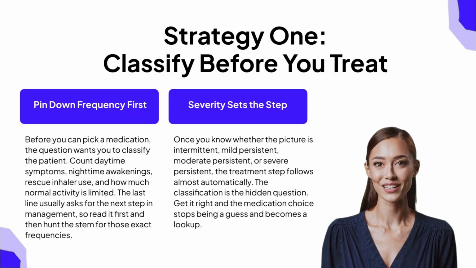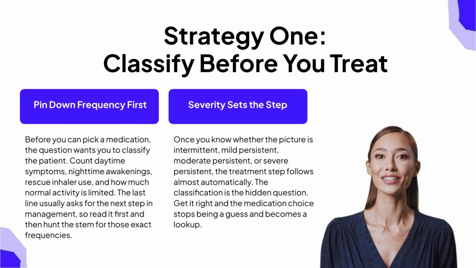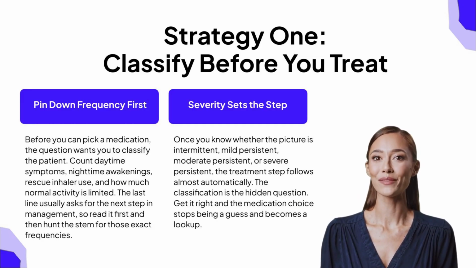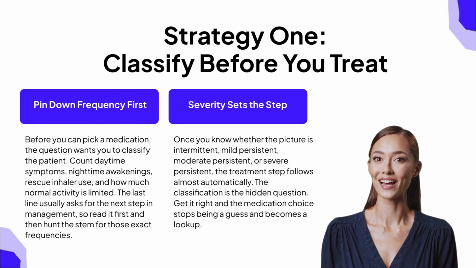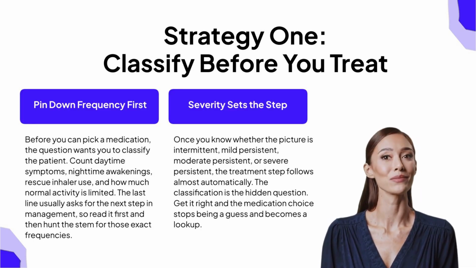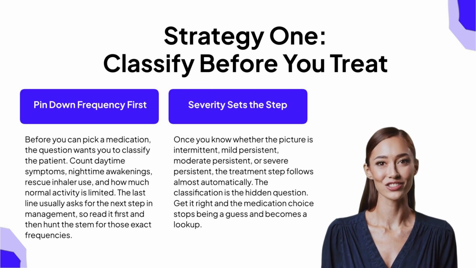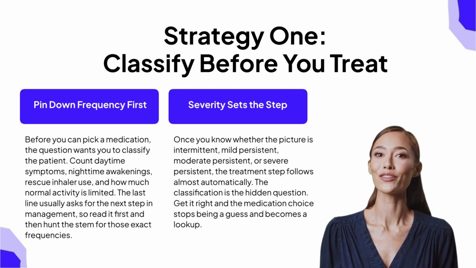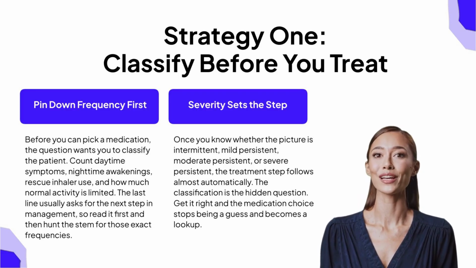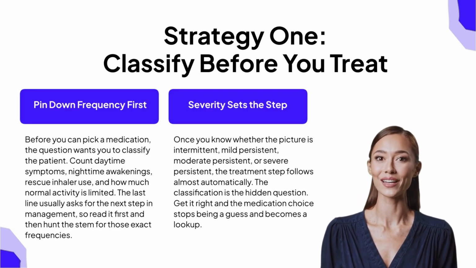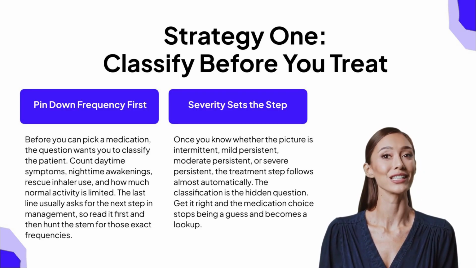Our first strategy is to classify before you treat. The exam almost never lets you pick a medication until you have decided how severe the asthma is. So start with the last line of the question, which usually asks for the next best step in management. Then go back into the stem and hunt for the numbers that matter. How many days a week does the child have symptoms? How often do they wake at night? How often do they reach for the rescue inhaler? And how much are normal activities limited?